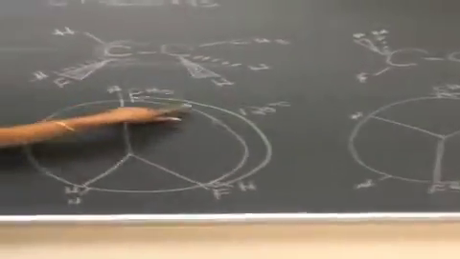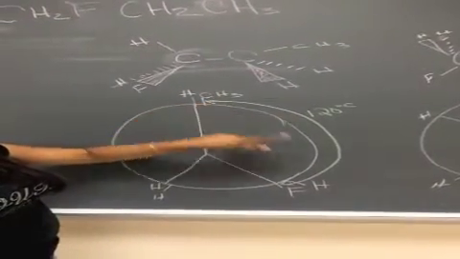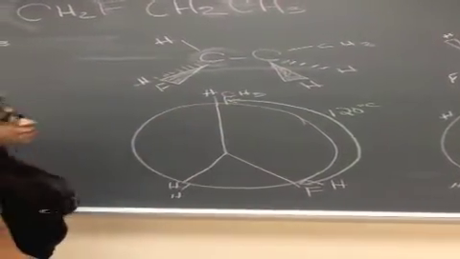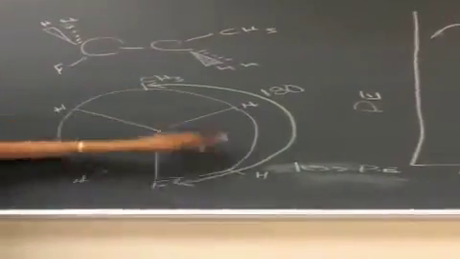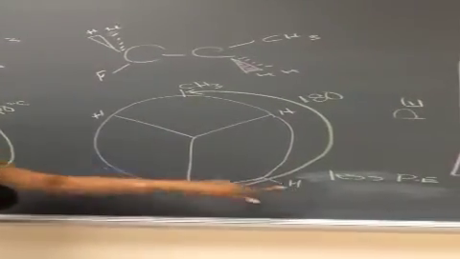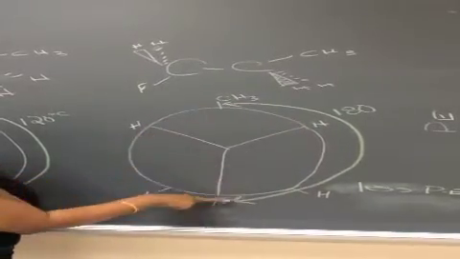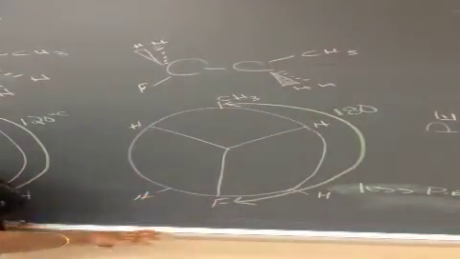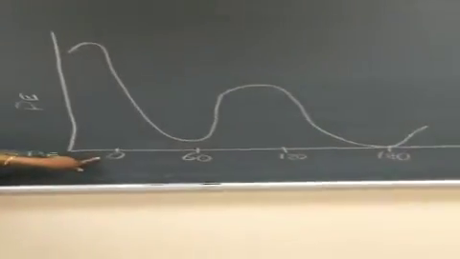When CH3 and fluorine are at 120 degrees, there's still some repulsion, but it's not as much as the 0 degree. When CH3 and fluorine are at 180 degrees, it is less potential energy because there's less repulsion going on. And this is the diagram for the potential energy and the degrees.